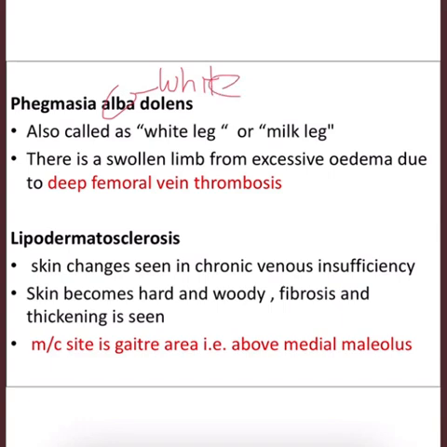Lipodermatosclerosis: skin changes seen in chronic venous insufficiency. The skin becomes hard, woody, fibrous, and thickened. The most common site is the gaiter area above the medial malleolus.